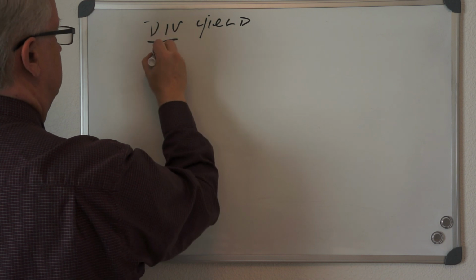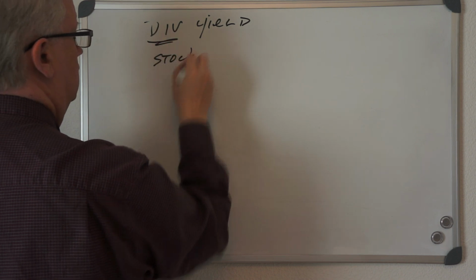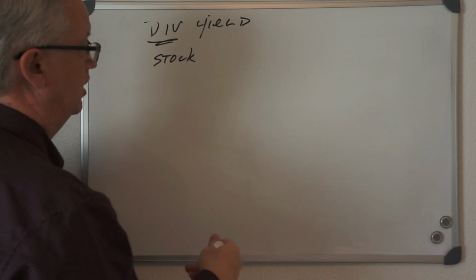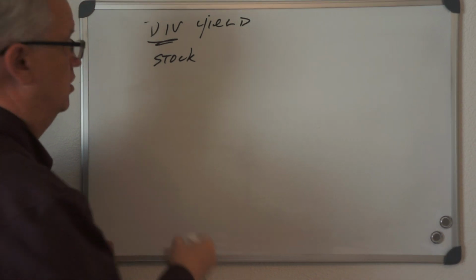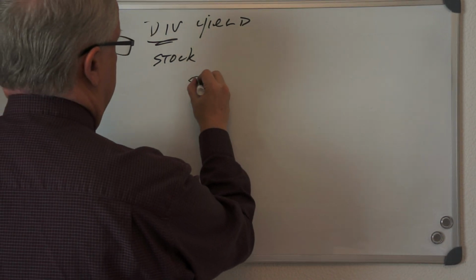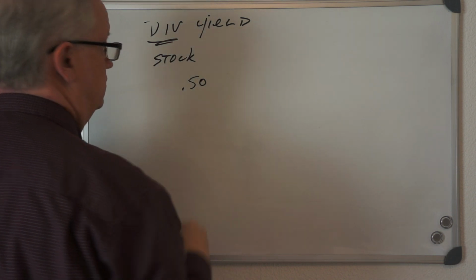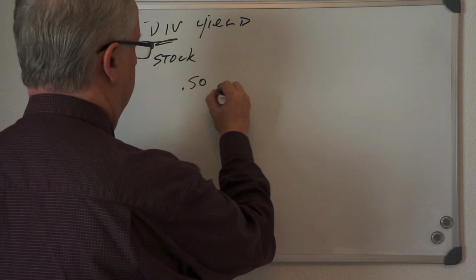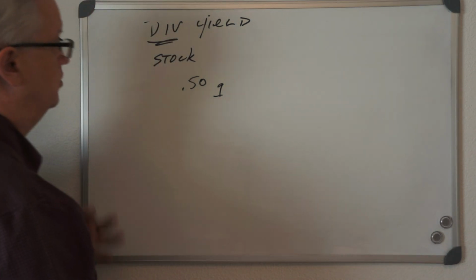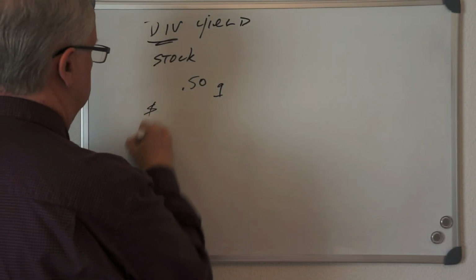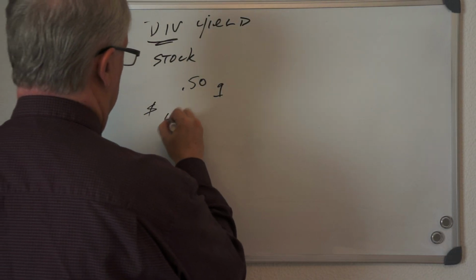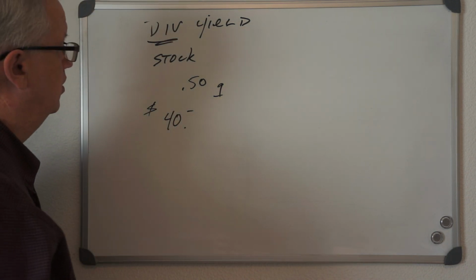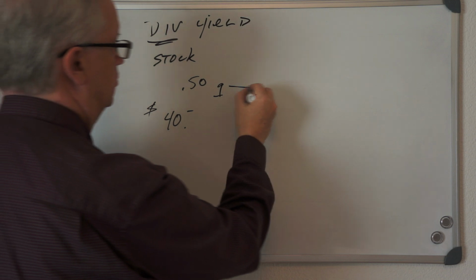So dividend is stock. And if they pay a dividend, let's say it's a common stock, and they're paying a dividend of 50 cents. We pay a quarterly dividend and it's 50 cents. Well, to do the dividend yield, and the stock price is $40 in the marketplace right now. What we have to do is we have to turn this into an annual.